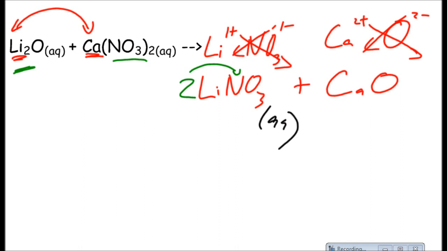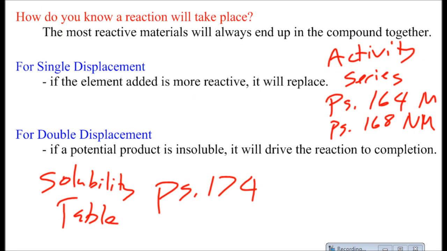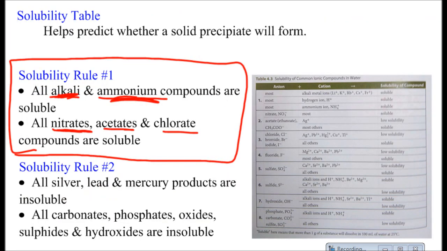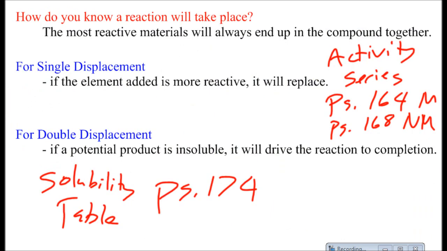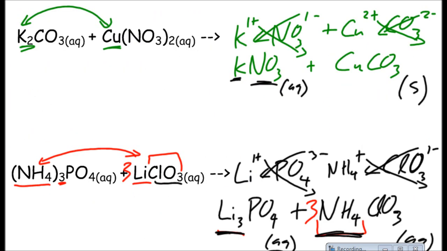All you're going to need to remember is solubility rule number 1 for the test. But if you want to know the other rationale behind it, you can look ahead to solubility rule number 2. And that says that silver, lead, mercury products are insoluble. All carbonates, phosphates, and oxides are insoluble. So in this particular case here, we've got the oxide down here. And because we've got an oxide, it forms an insoluble compound.